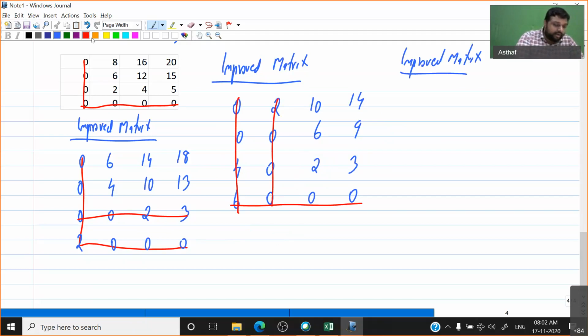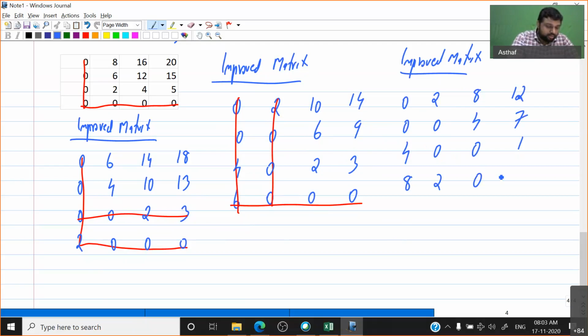So how will the improved matrix come? Now the lower number is 2. So what do we have to do? 0, 2, we will have 12, 0, 0, 4, 7, 6, 8. Here we'll have 2, 0, 0. So now what do we have to do? We have to do the allocation, that is the optimality test.